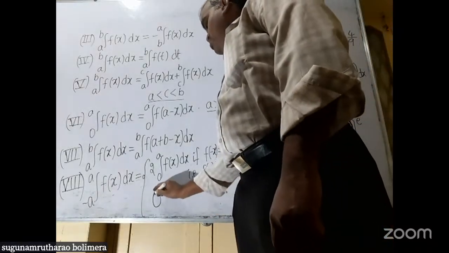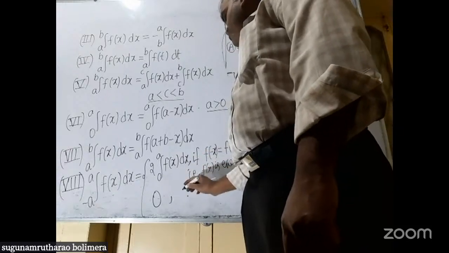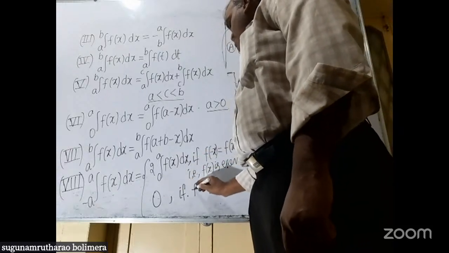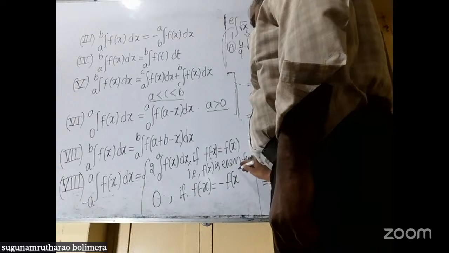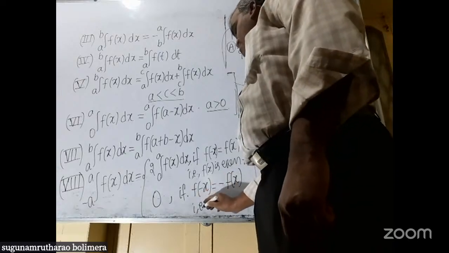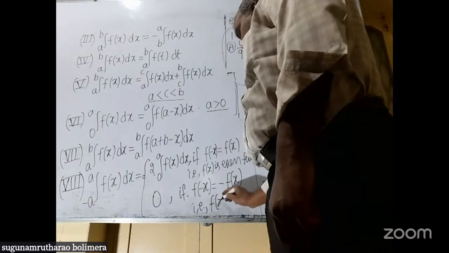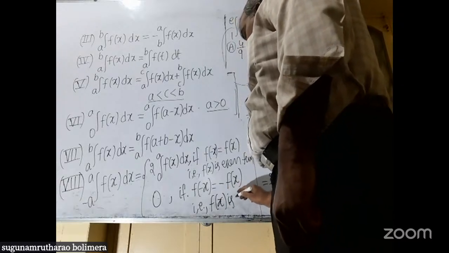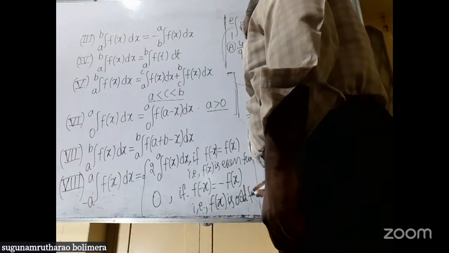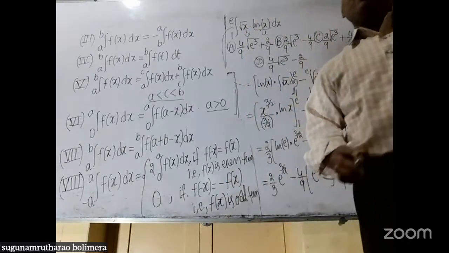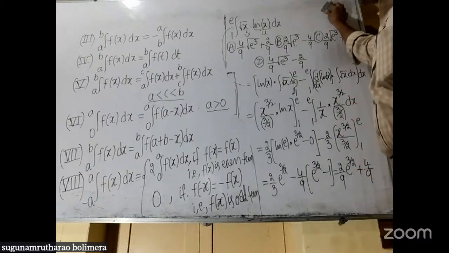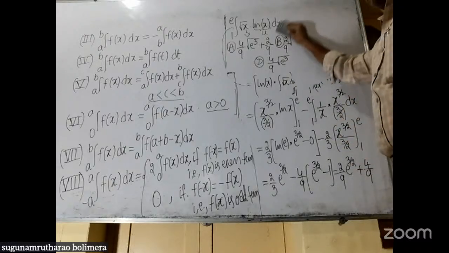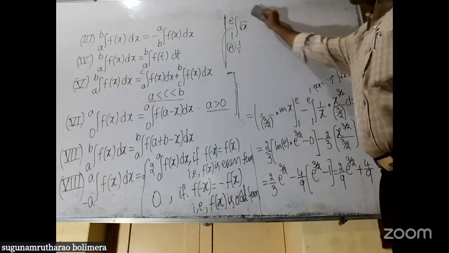And this is 0 if f of minus x is minus f of x. That is, f of x is an odd function. Odd function means f of minus x equals minus f of x. Even function means f of minus x equals f of x.